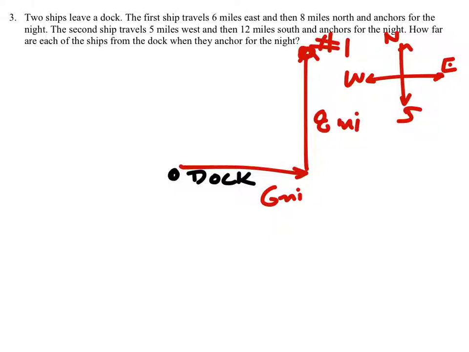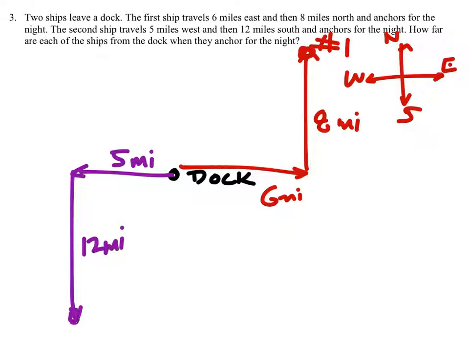Ship number 2, the second ship, is going to go 5 miles west. And then 12 miles south. And it will dock or anchor there for the night. This is number 2. So then it says how far are the ships from the dock. So 1 is going to be this hypotenuse.